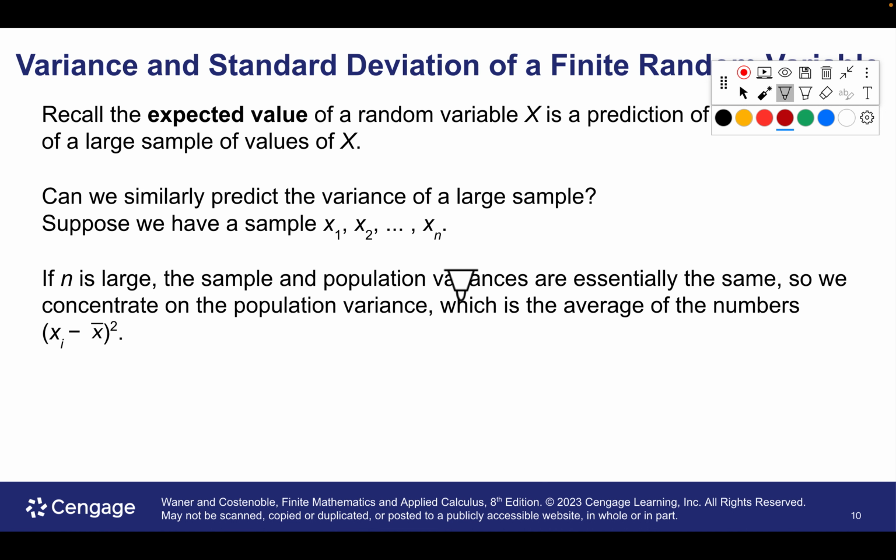Now we're going to take this concept and apply it. What if we had a random variable? So we've got some randomness going on. We're going to assign random variables to our data. How does this all work?